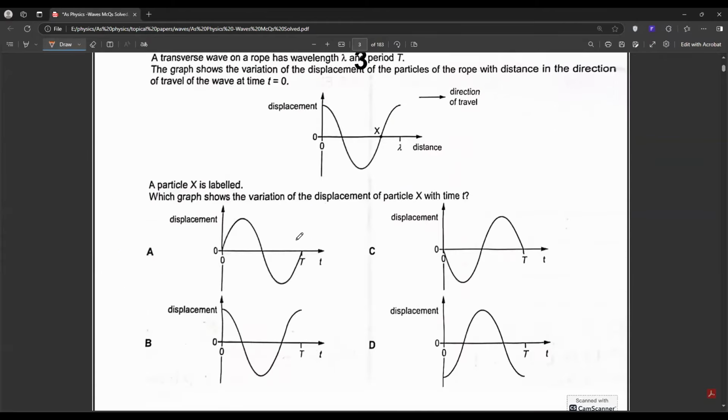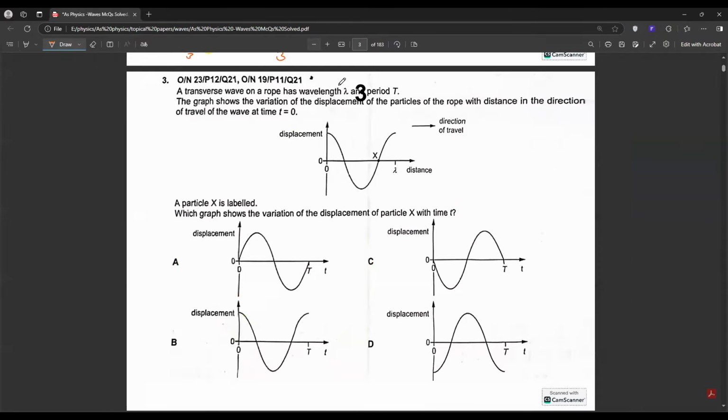A transverse wave on a rope has a wavelength lambda and time period T. The graph shows the variation of the displacement of the particle on the rope with distance in the direction of travel of the wave at time t equals 0. A particle x is labeled. Which graph shows the variation of the displacement of particle x with time? We have to calculate the displacement of x with time.